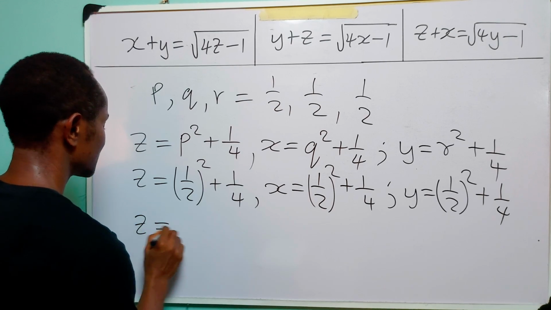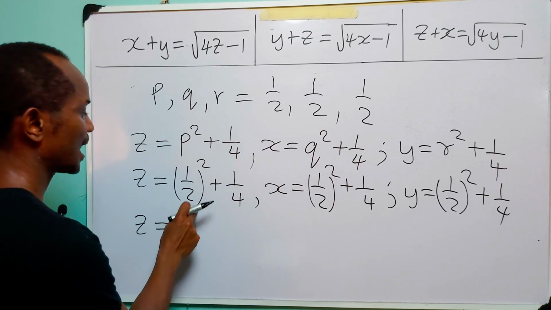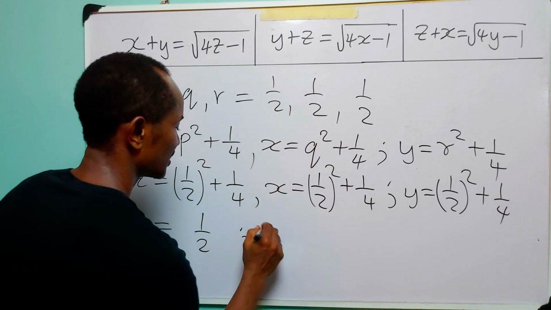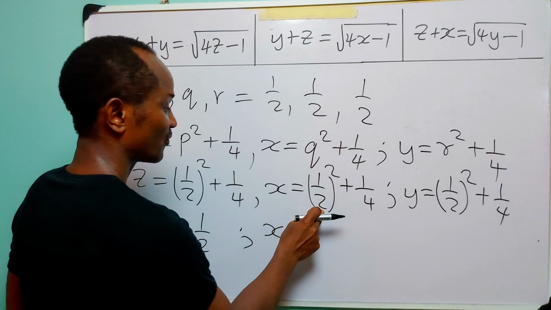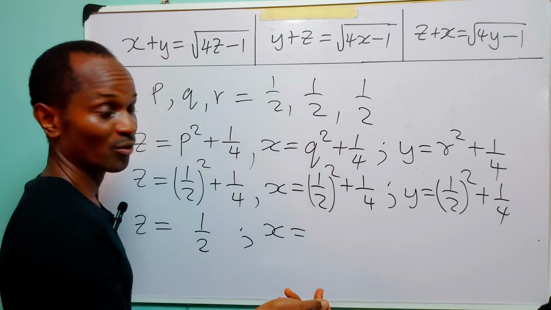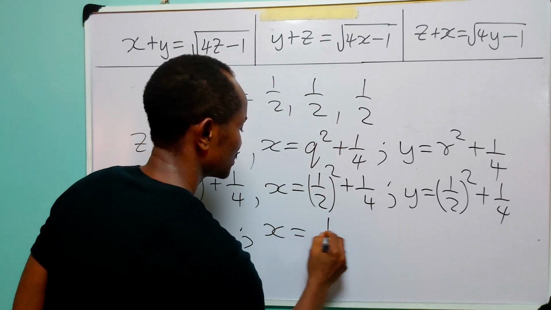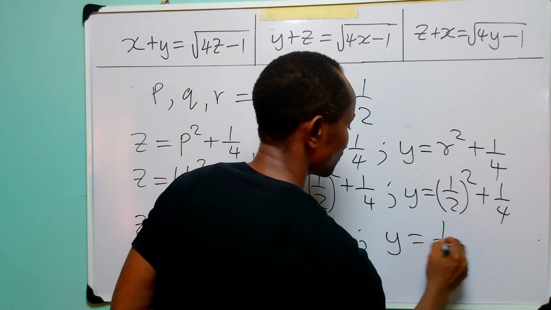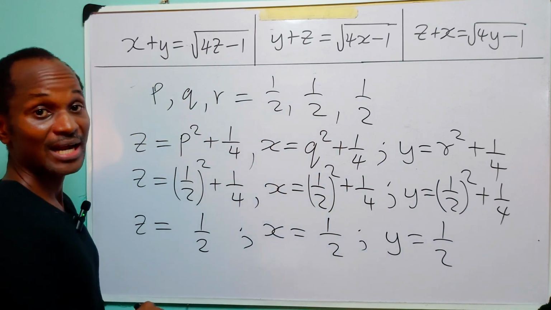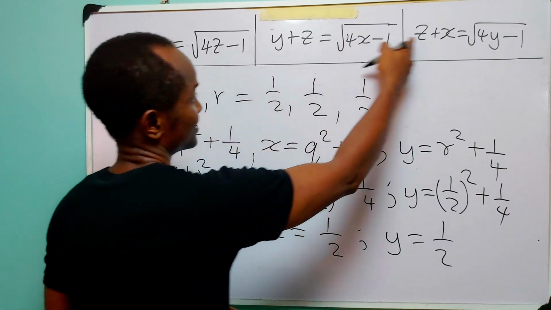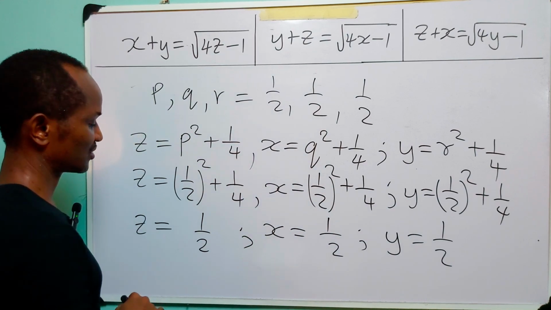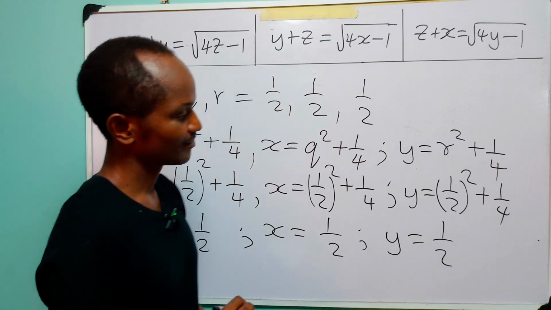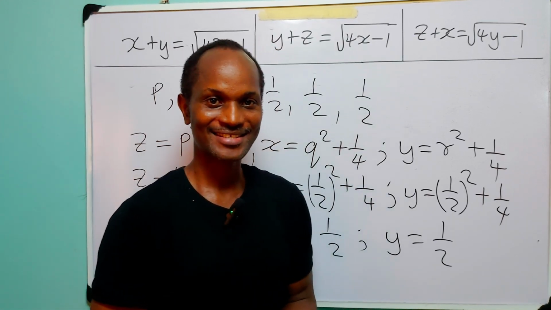We have that z is equal to half squared, which is 1 over 4, and 1 over 4 plus 1 over 4 is 1 over 2. For x, 1 over 2 squared is 1 over 4, and 1 over 4 plus 1 over 4 is 1 over 2. And y is the same thing, 1 over 2. So we find that the values of x, y, and z that satisfy this system of equations are half, half, and half. And with that, we come to the end of today's exercise.